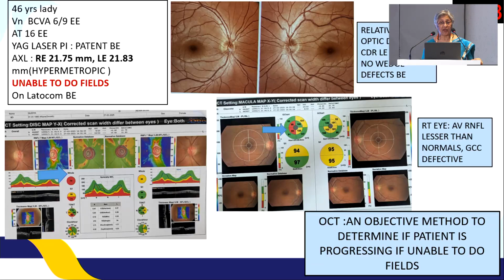Only 71 microns is the RNFL in comparison to the left eye. And also the GCC, which I've marked by the blue arrow, is telling us that there is a definite diagnosis of glaucoma in the right eye. So what does OCT do? It's an objective method to determine if the patient is progressive, if the patient is unable to do fields. So this is a very good method.